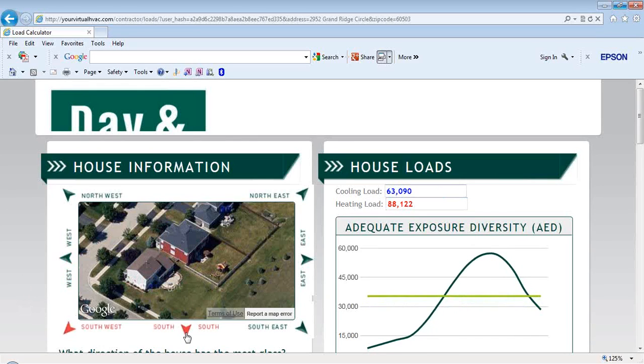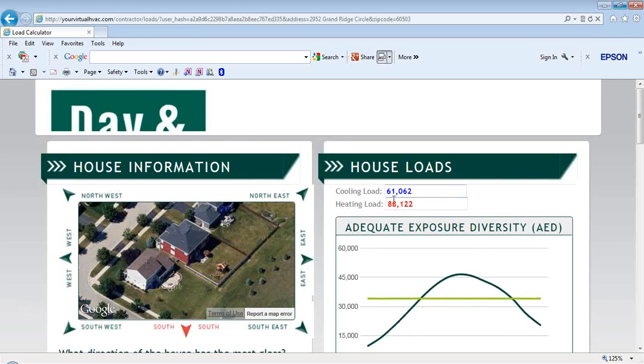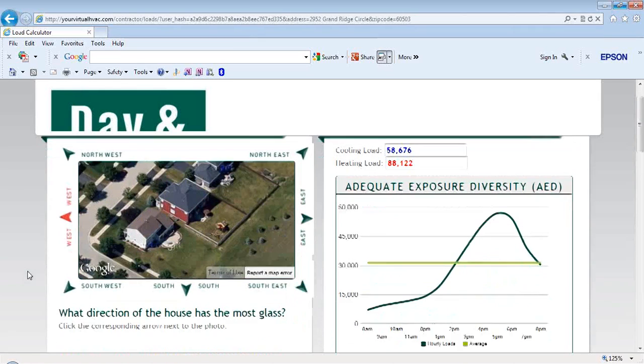As I click around here and pick different sides, you can see it's changing my load. It's only a little bit. It's a couple thousand BTUs. It's not the biggest difference in the world, but it does have an impact on which side of the house.